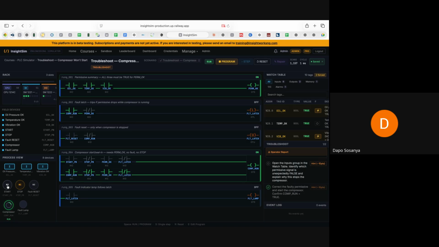Is it clear to you now? Give me a thumbs up if this is clear. Okay, great. Because the difference between interlocks and permissives always confuses a lot of people.